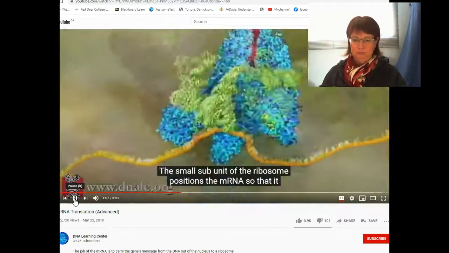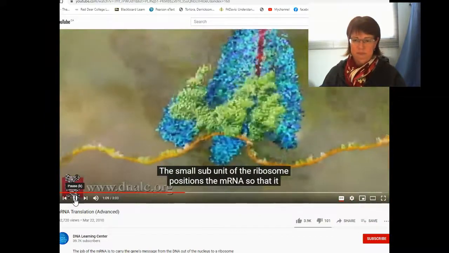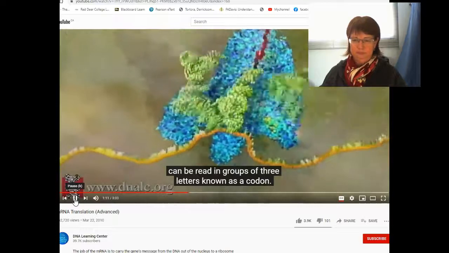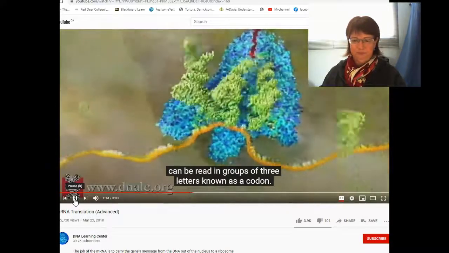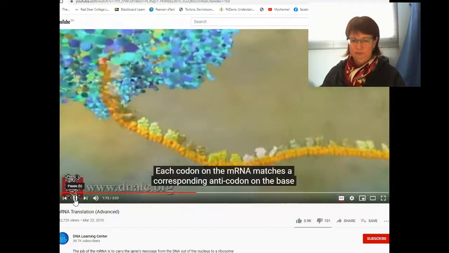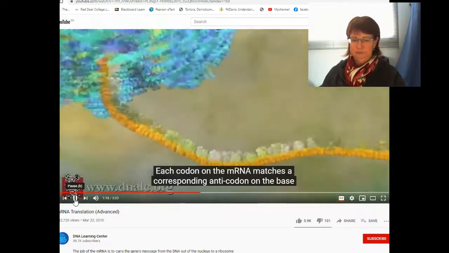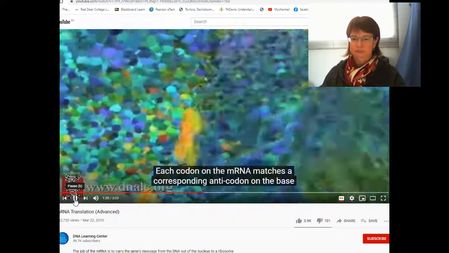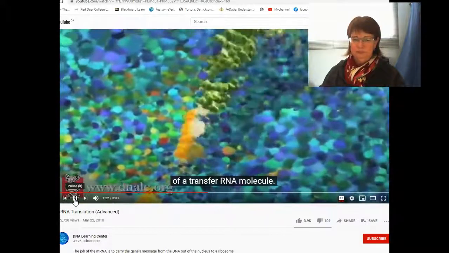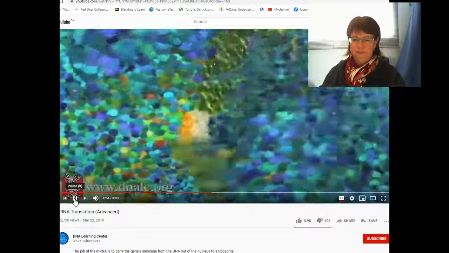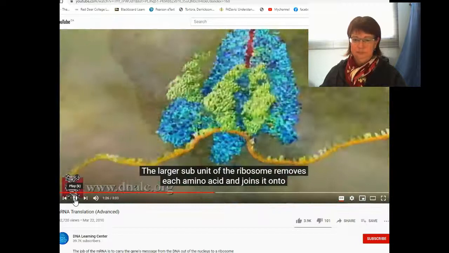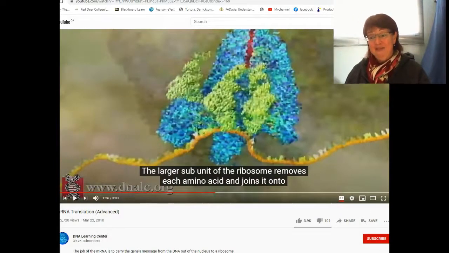The small subunit of the ribosome positions the mRNA so that it can be read in groups of 3 letters known as a codon. Each codon on the mRNA matches a corresponding anticodon on the base of a transfer RNA molecule. The larger subunit of the... Okay, again, very complicated, but I just want you to get the general gist.